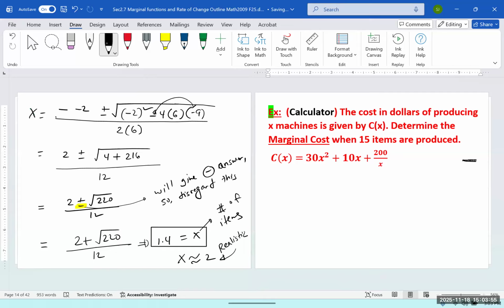The same situation is here, not the same, similar. The cost of producing x items is given by this function. It says determine the marginal cost when 15 items are produced. So it's a little bit different. What is your marginal cost if the cost function is this? And what's the marginal cost for 15 items?